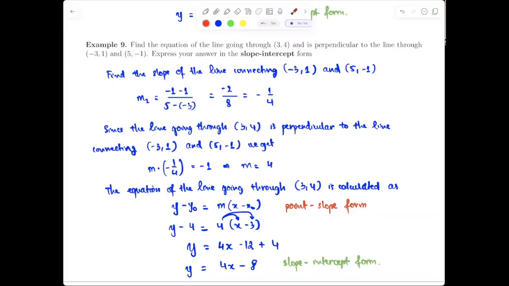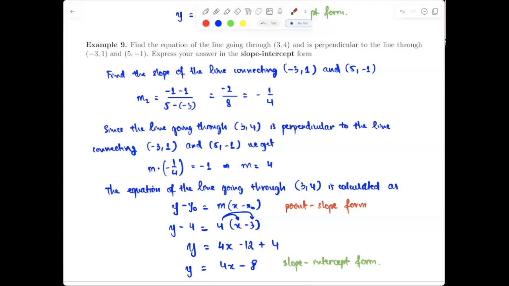Okay. So now the slope of the line connecting these 2 points, negative 3, 1, and 5, negative 1, can be calculated as: the slope is equal to y2 minus y1 over x2 minus x1. So the numerator gives you negative 2, and the denominator gives you positive 8. And if you simplify these fractions, you get negative 1/4 for the slope.